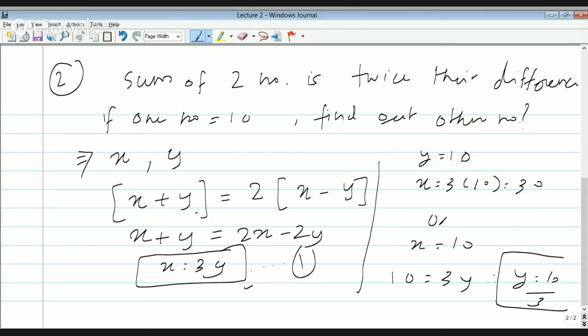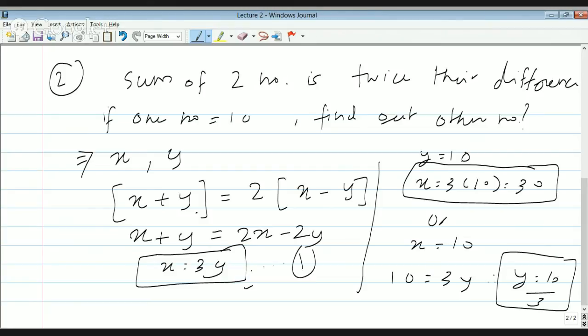So there are two values. Either y can be 10 by 3 or x can be 30. So if one value is 10, the other value has to be either 30 or 10 by 3. The answer could be either 10 by 3 or 30. This is the question. Now, this was the basics of mathematics.